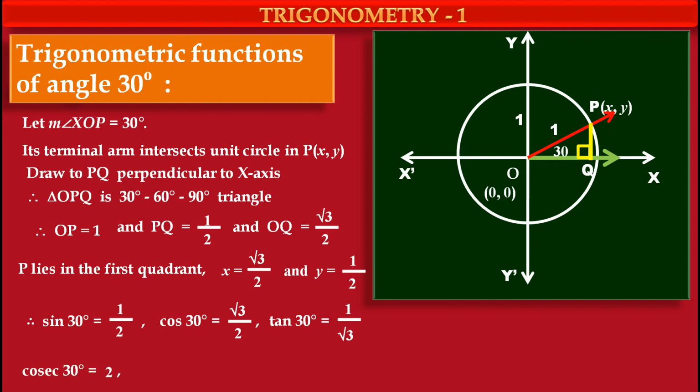Now cosec 30 is the reciprocal of sin 30, so it is the reciprocal of 1/2, that is 2. Cosec 30 is equal to 2. Sec 30 is the reciprocal of cos 30, so it is equal to 2 upon root 3. Cot 30 is the reciprocal of tan 30. So the reciprocal of 1 upon root 3 means root 3. Cot 30 is equal to root 3. So we get all trigonometric functions of angle 30.